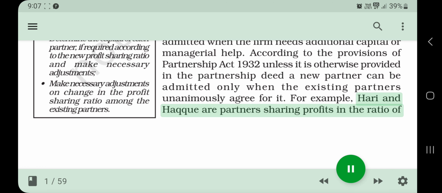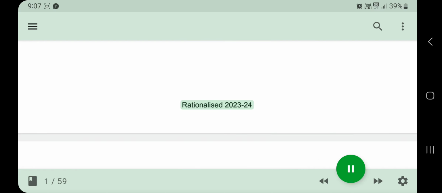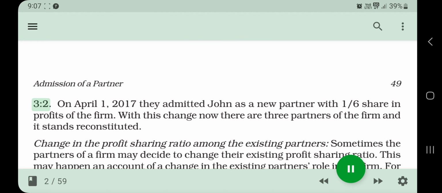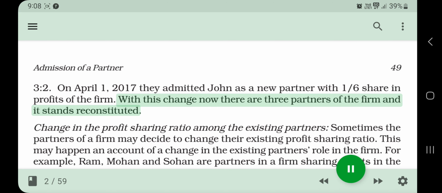For example, Hari and Haq are partners sharing profits in the ratio of 3:2. On April 1, 2017, they admitted John as a new partner with 1/6 share in profits of the firm. With this change, now there are 3 partners of the firm and it stands reconstituted.